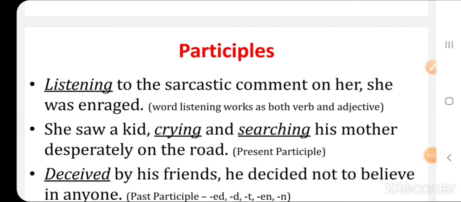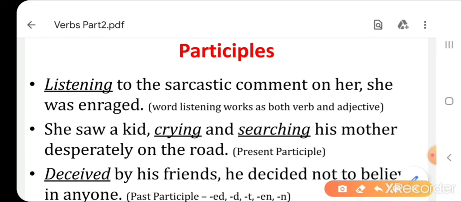Now let's learn the participles. First is, listening to the sarcastic comment on her, she was enraged. Here, the word listening is telling more information about the pronoun she, that means about a noun, girl. That means it is qualifying a pronoun.